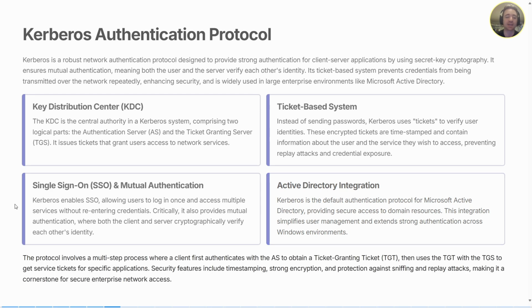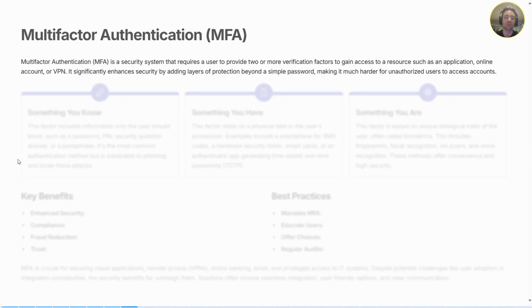That's the key, guys. The key is it does mutual authentication. It's a ticket-based system, okay? It relies on a key distribution center, all right? If you can remember those three, you should be all right, and you should be able to remember, hey, based on what I've seen, this is Kerberos. The last thing we need to know about is multi-factor authentication.